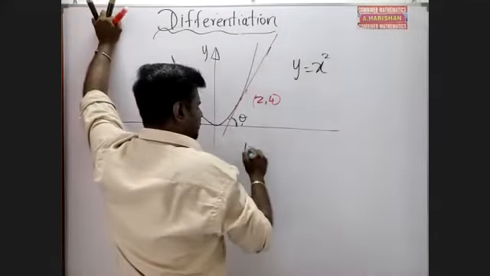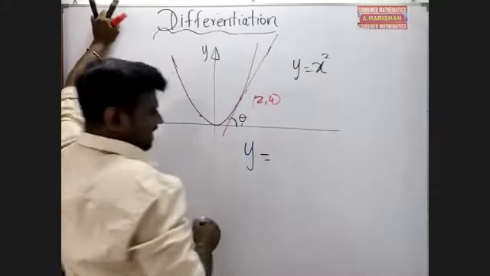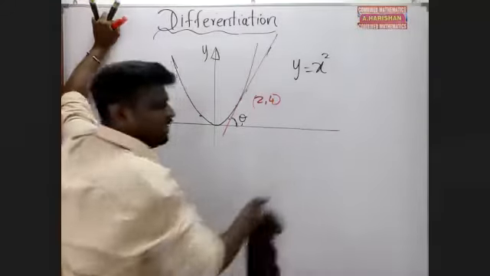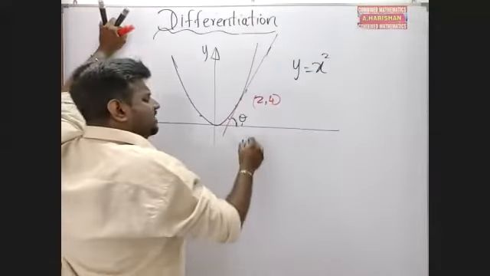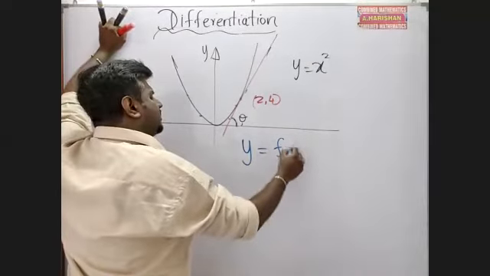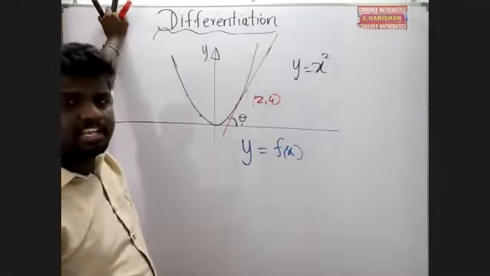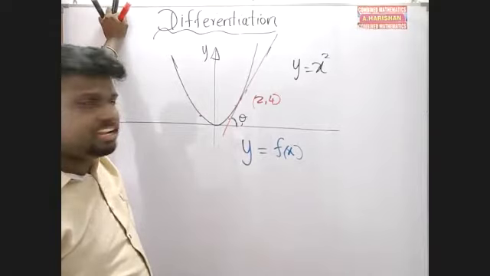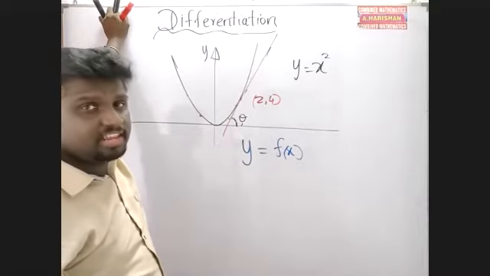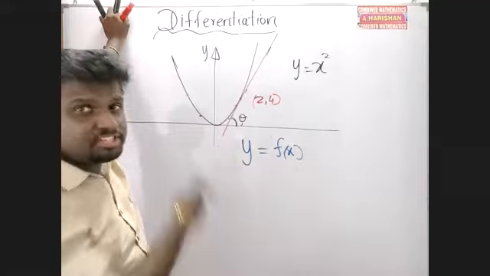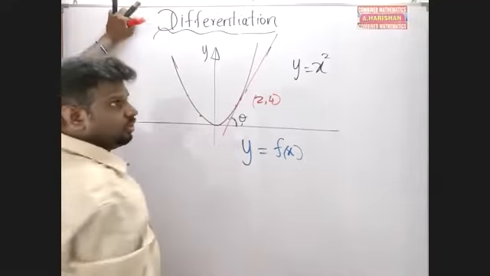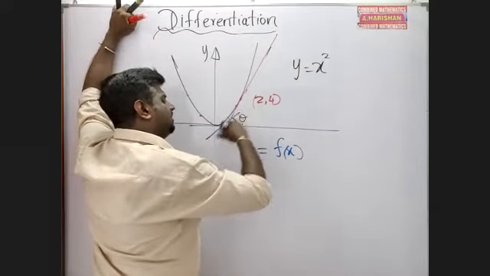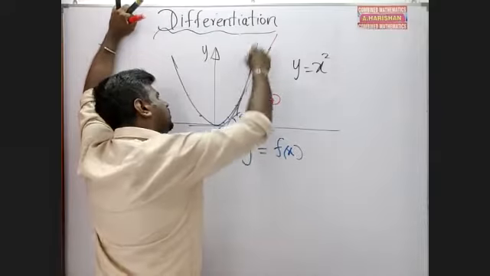So what do you mean by differentiation? Finding the gradient. If there is a curve y equals f of x, we need to differentiate this. That means differentiation means finding the gradient of the tangent which is drawn to the curve. So think about that. At this point, tangent drawn. At this point, tangent drawn. Like that.